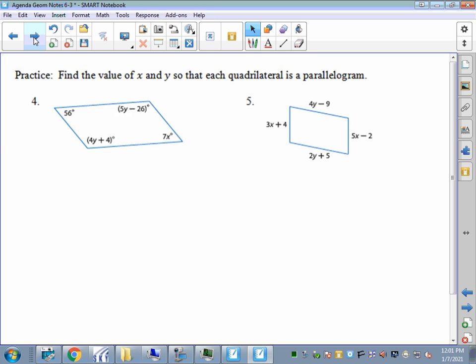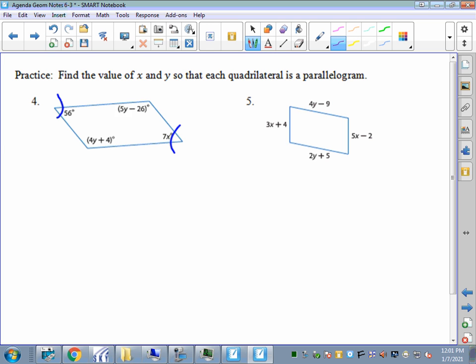Same kind of question. Find the value of x and y so that it's a parallelogram. I'm just picking out different things from the rules table. In this one, my x and y information is all in the angles, right? No side information. But if I look at that table, it says both pairs of opposite angles are congruent. So I know that this has to be congruent to this.